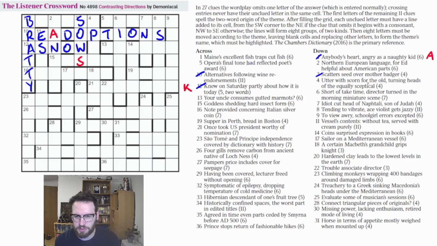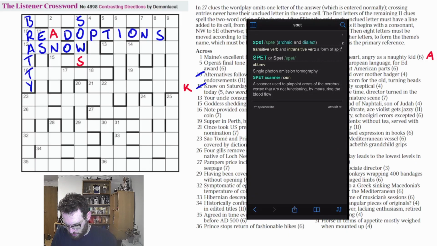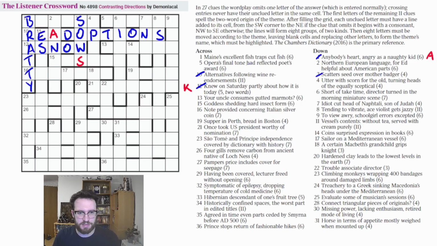4 is another short one where we've got a letter. "Utter with scorn for the old, turning heads of the equally skeptical." What heads of the equally skeptical would be TES. Turning them would be SET. So could it be SPET, where the P is not in the wordplay? Archaic form of spit. So yeah, utter with scorn for the old, so saying it's archaic. Yeah, happy with that. So SPET, but this P was unclued, or not in the wordplay. So let's make that one red. Okay.